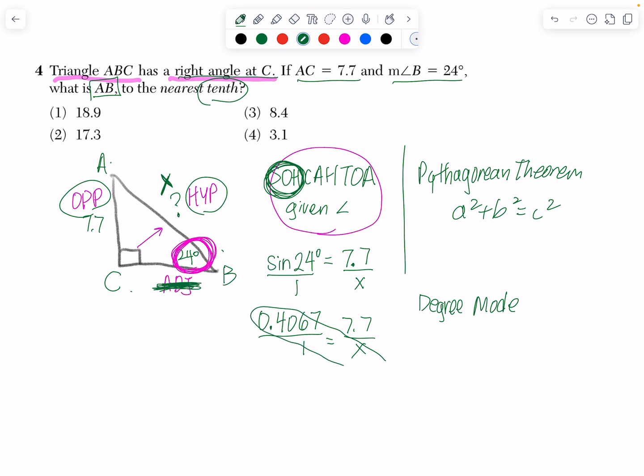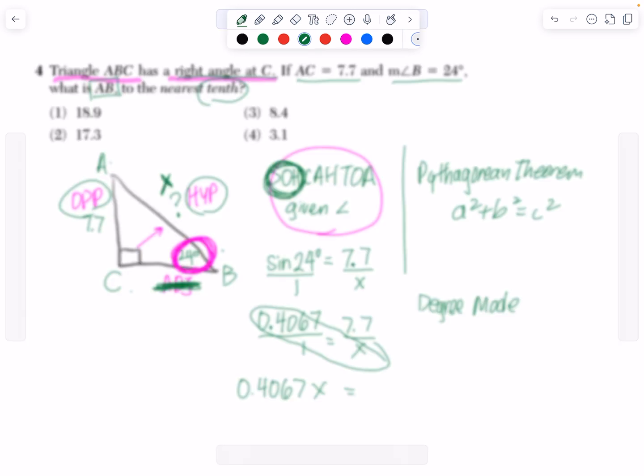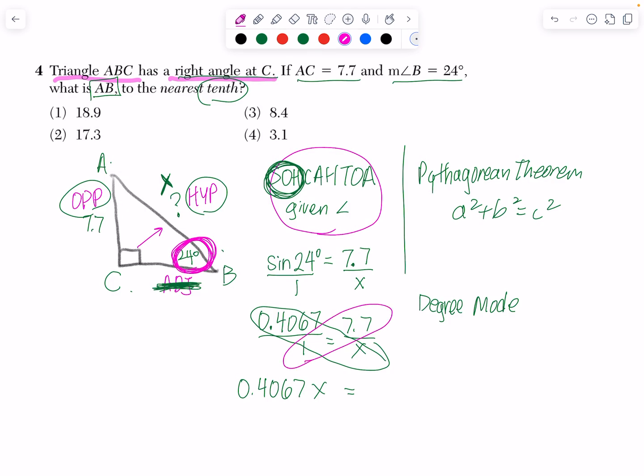So 0.4067 times x is 0.4067x. 1 times 7.7 is 7.7. You want to solve for x, so we're going to divide both sides by 0.4067. What you do on the left, you do to the right.